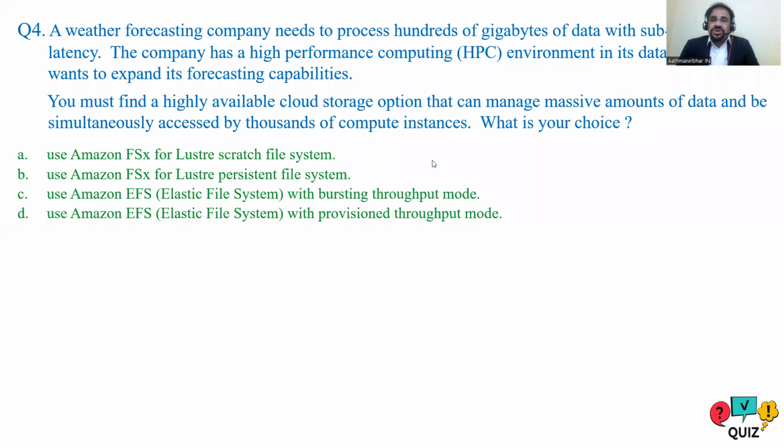So as a solution architect, I want to go with a particular feature option that will suit very well with my requirement. I don't know how the data is consumed, or how we need to scale up or scale down the storage requirement. So though the majority of people choose to go with option B, considering the live scenario, option D will go very well with our requirement. That is, use Amazon EFS, Elastic File System, with provisioned throughput mode. This is the correct answer.